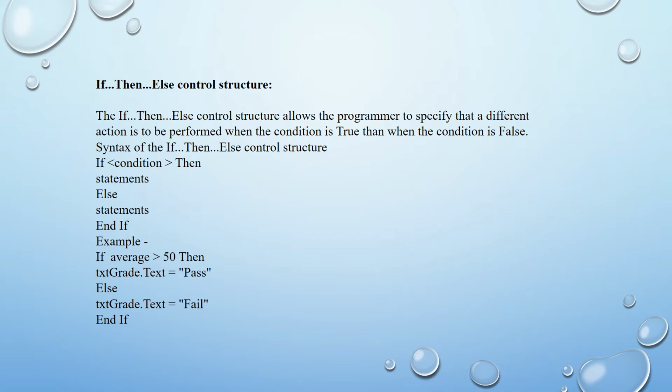Now the example of the If Then Else control structure is: If average > 50 Then txt_grade.text = "pass" Else txt_grade.text = "fail" End If. Now the execution is: if the average > 50 condition is true, execute the If statement; otherwise, the average > 50 condition is false, so execute the Else statement txt_grade.text = "fail".